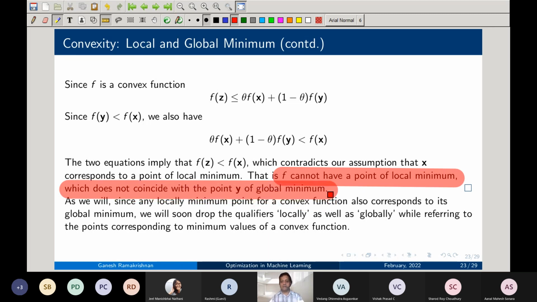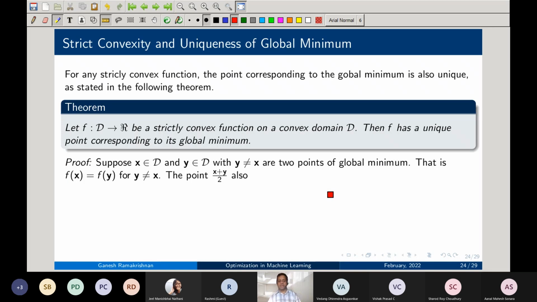Okay. Now let's apply this. We are pretty much ready. Before we apply, we are going to just look at one special case, which is strict convexity. Now, if a function is strictly convex, then it looks like the point of global minimum is unique. You cannot have multiple points of global minimum. And in fact, you cannot have multiple points of local minima, going by the same count.